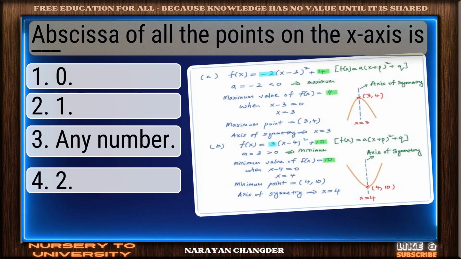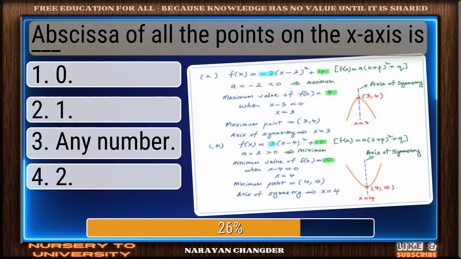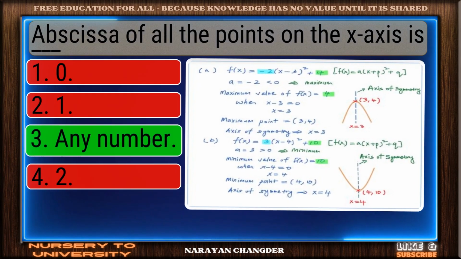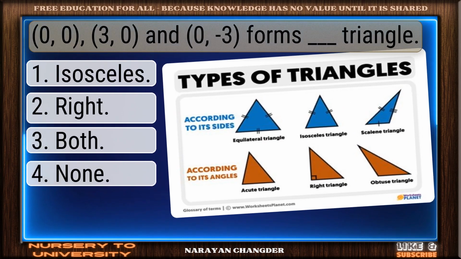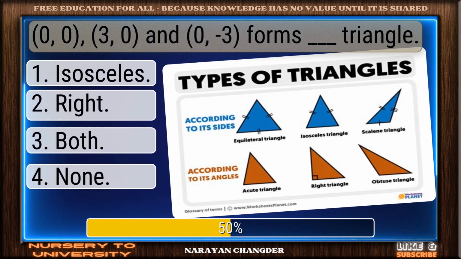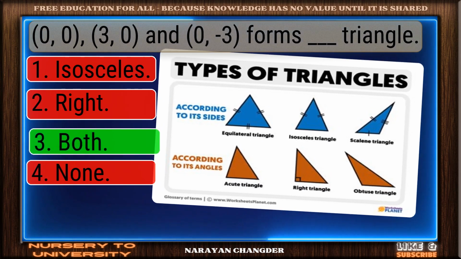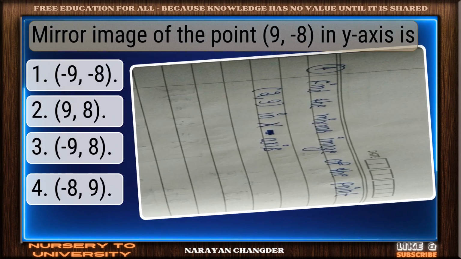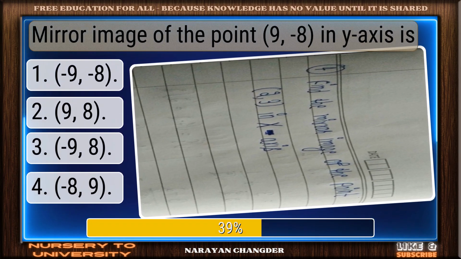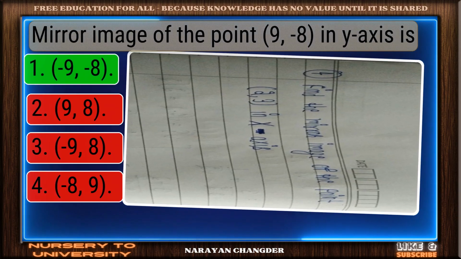Question number 132. Abscissa of all the points on the x-axis is dash. Well done. Any number is the right choice. Question number 133. And forms dash triangle. Right choice. Both is the best answer. Question number 134. Mirror image of the point in y-axis is? Right again. Is a valid answer.